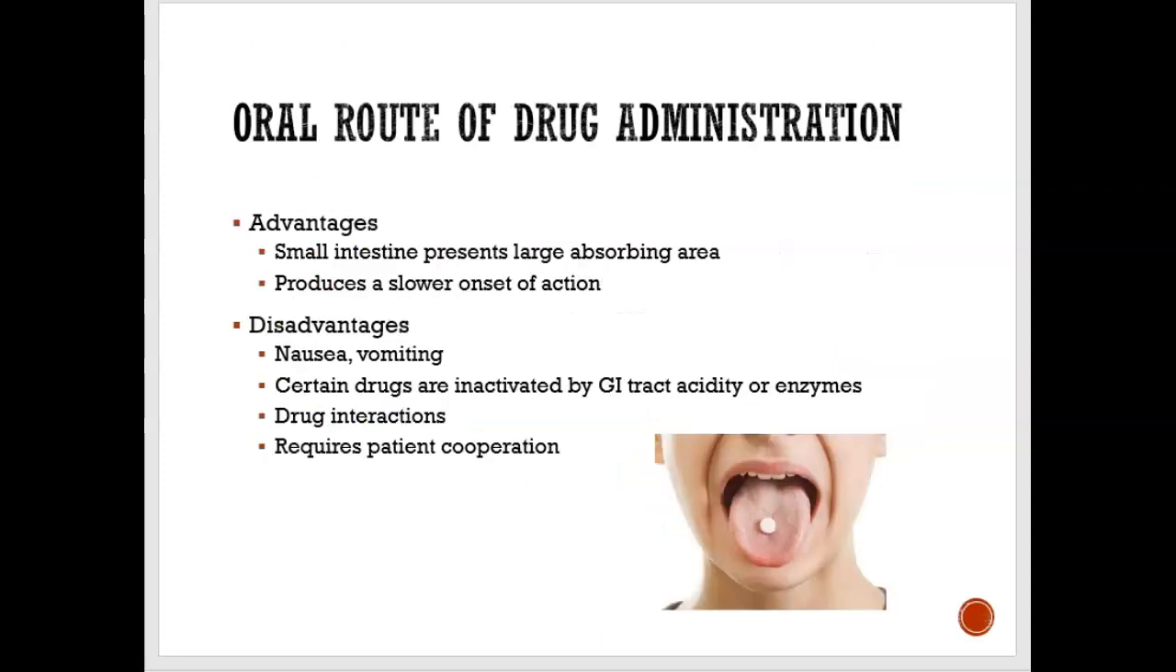We're going to look at some examples. So oral. If you swallow a pill, it's a slower onset of action, and the reason why is because it has to go through your stomach, then it has to go through your intestines, then it has to go through your liver, and then it starts working. So it's a huge process, right?